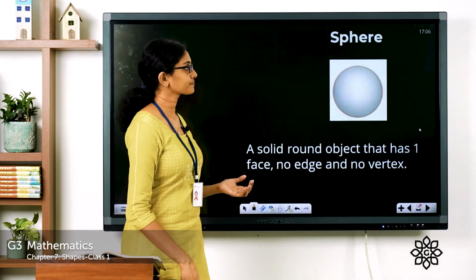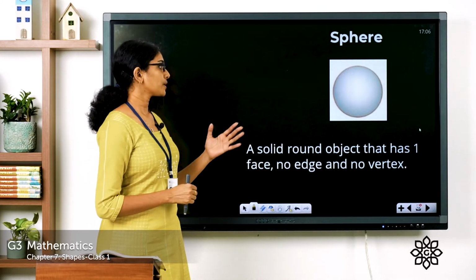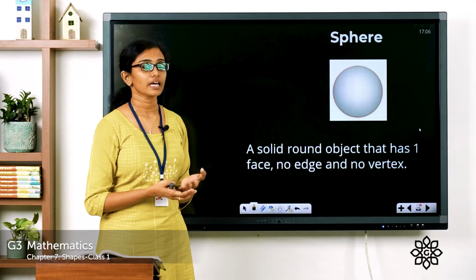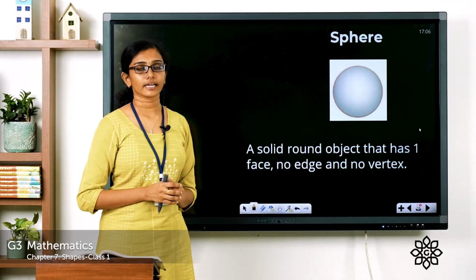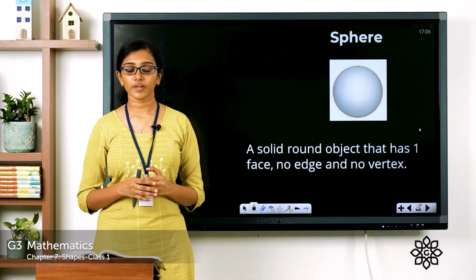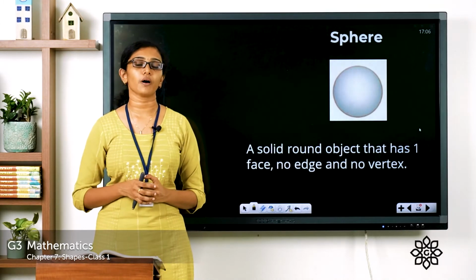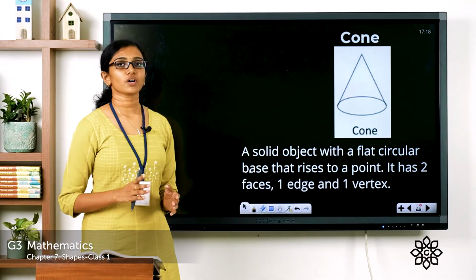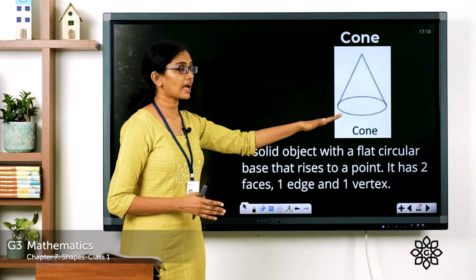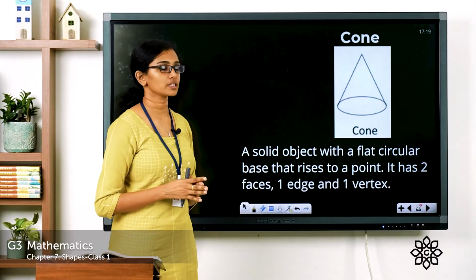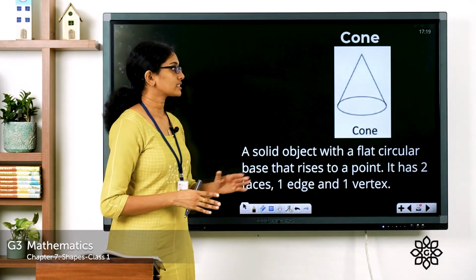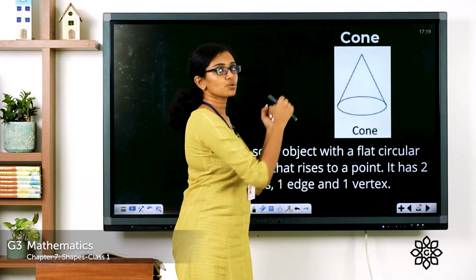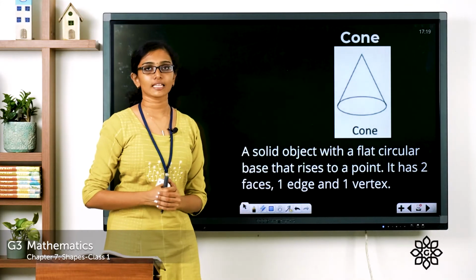Now the next one, a sphere. A sphere is a solid round object which has only a curved surface or curved face. It does not have any edge or vertex. And you can see examples of sphere in your textbook. You can see a globe and a football. Next is a cone. You can see a cone here. A cone is a solid object that has a circular base and it has a curved surface or curved face. So you can say it has two faces, one curved and one flat circular base at the bottom, and it rises to a point. So it has got one vertex at the top.